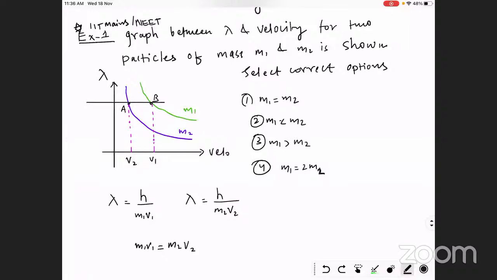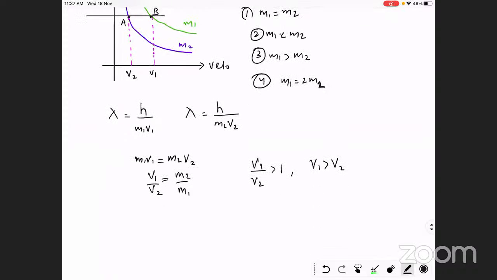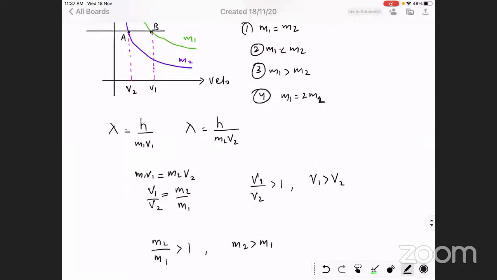Very good. So wavelength is the same, and you can see that V1 is greater than V2. But their product must be the same. M1 V1 must be equal to M2 V2 because they have the same wavelength. We already know that V1 is greater than V2, so V1 by V2 should be greater than 1. That's why M2 by M1 should also be greater than 1. It means M2 is greater than M1. Understood? This is how we can conclude. Answer is 2. Pranit gave the correct answer.